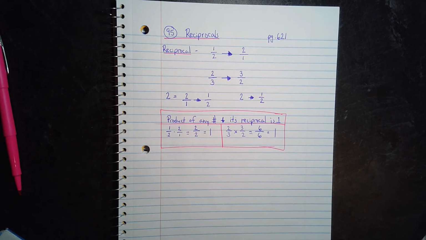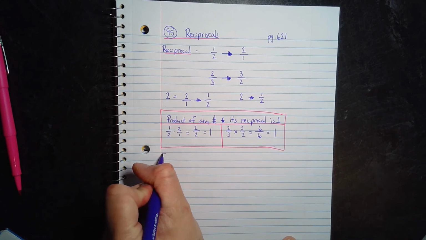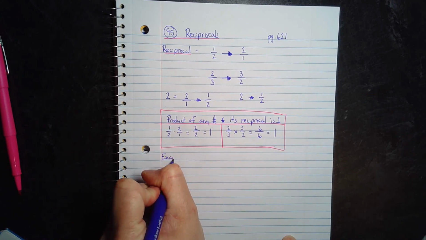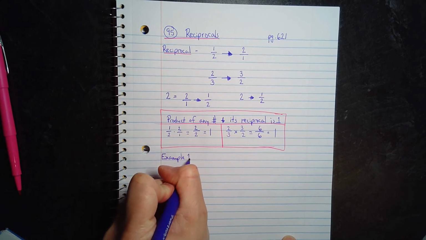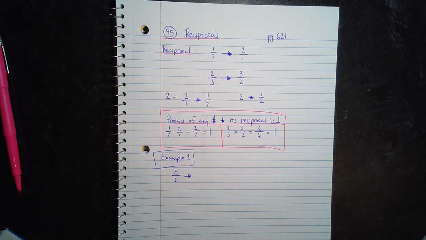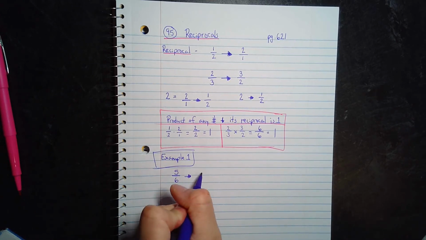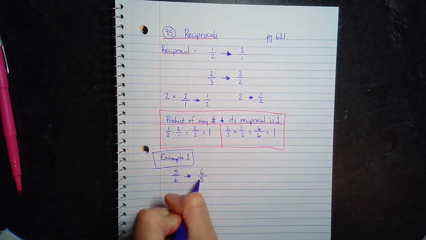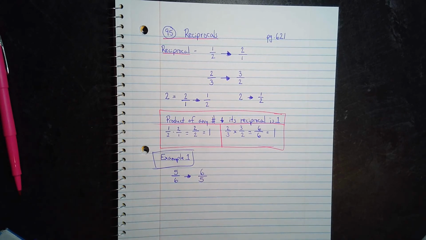Then if we look down at example 1, it asks, what is the reciprocal of 5/6? Go ahead and write down the reciprocal of 5/6. Okay, so you should have flipped it around. It is 6/5. The reciprocal of 5/6 is 6/5.